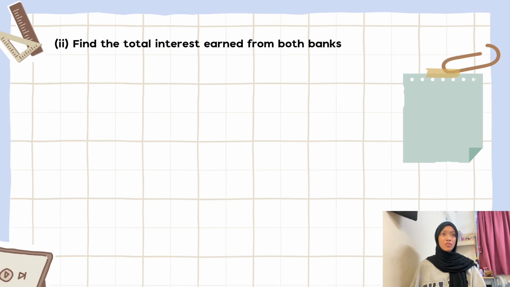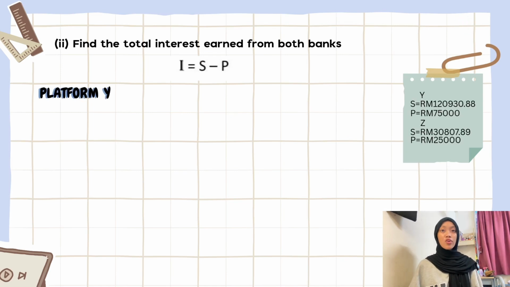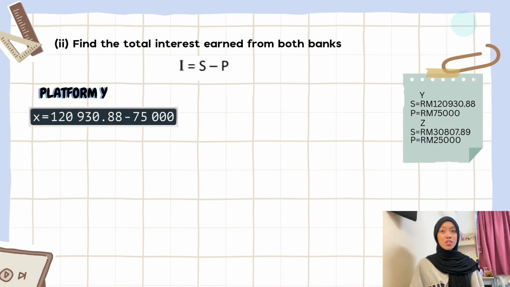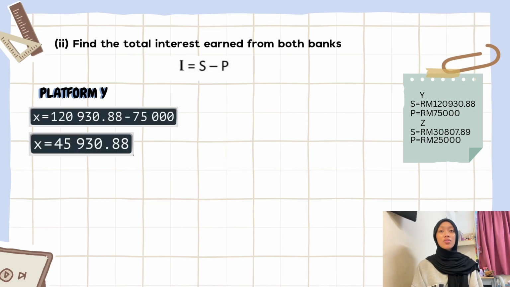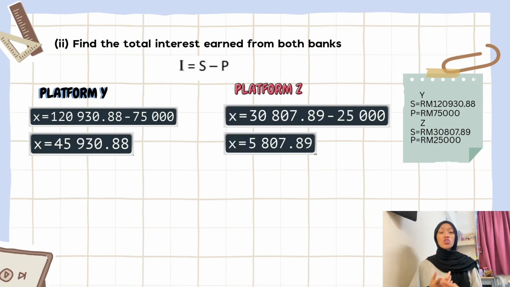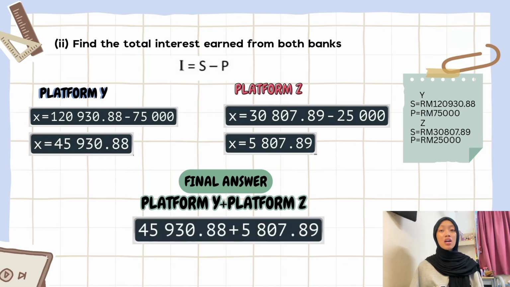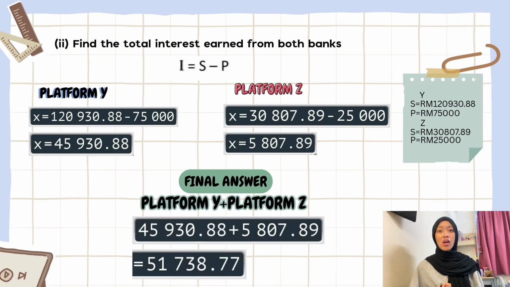Next, question 1B2. Find the total interest earned from both banks. For this question, we will use the simple interest formula. First, we will solve for platform Y. We insert our information into the formula. After we calculate, we will get X equal to 45,930 ringgit 88 cents. We do the same as for platform Y. This is the equation for platform Z. So, we will get the final answer after we sum up both answers.